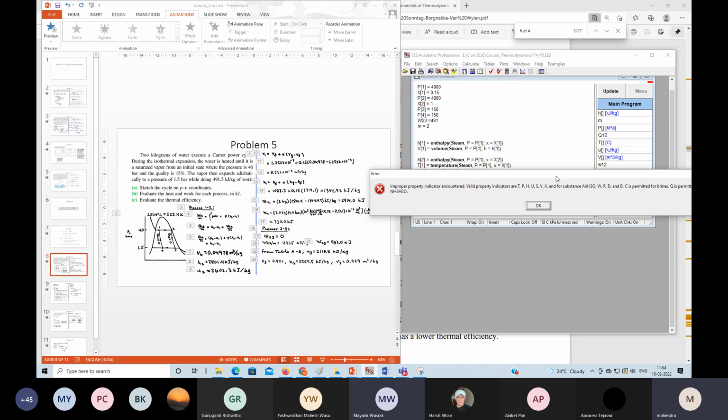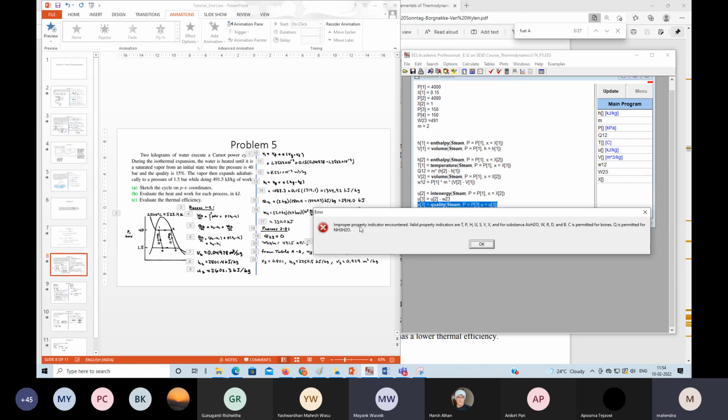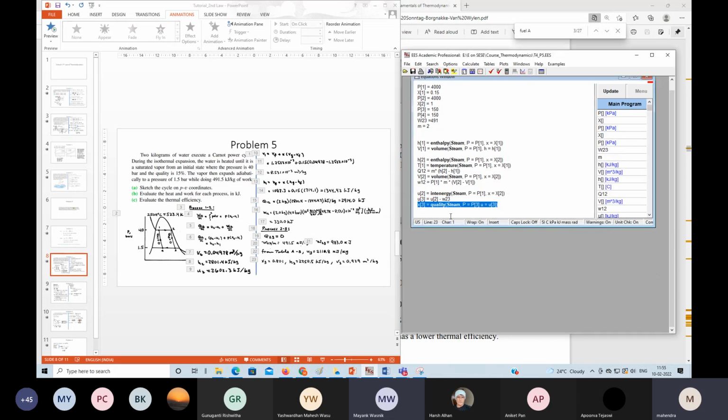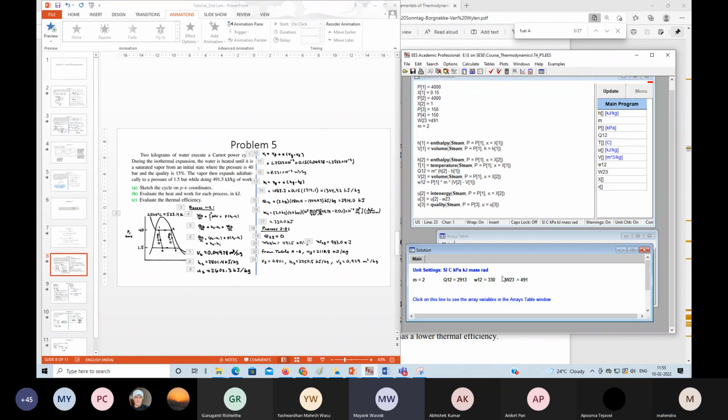Oh, what is the error? Improper property indicator encountered, valid property encountered. What is this? What is the error here? You have missed a comma, I think. Where? Okay, fine. Please. Thank you. Yeah. Let me check now.